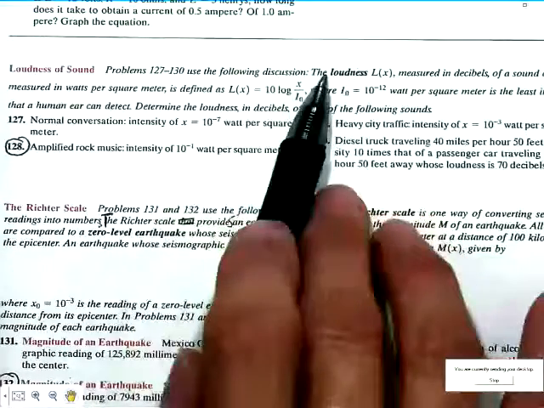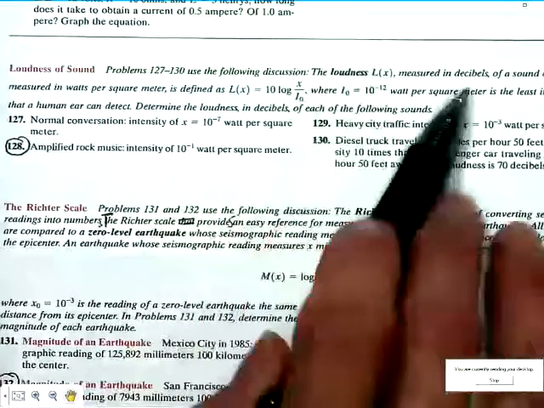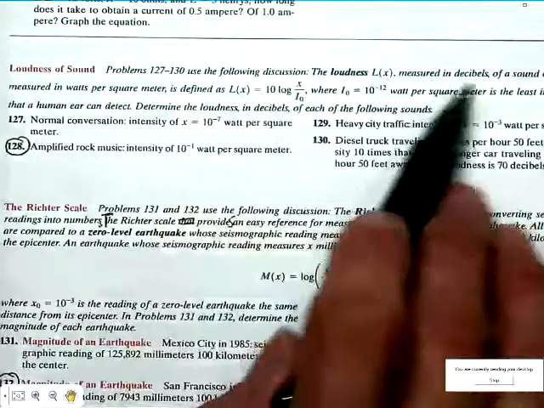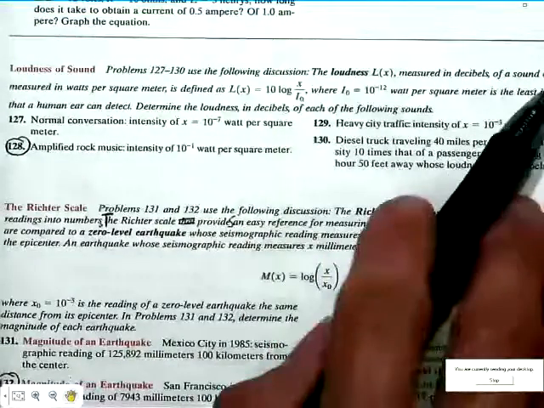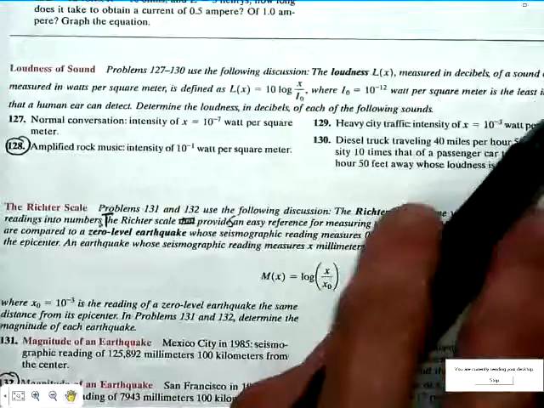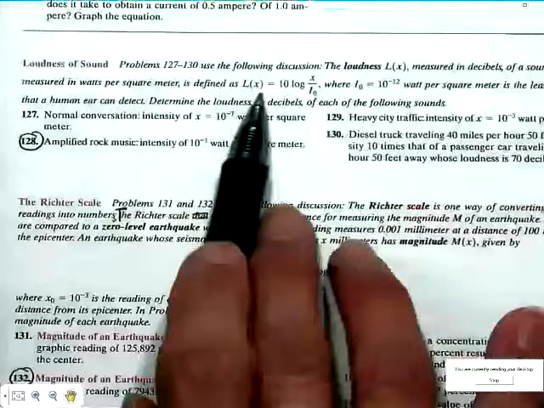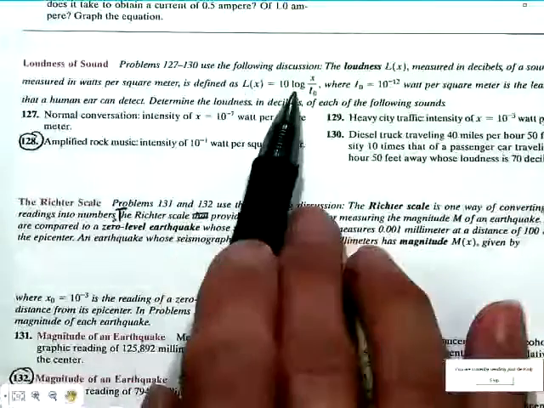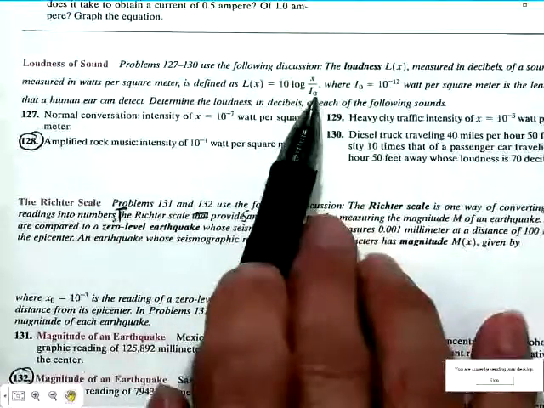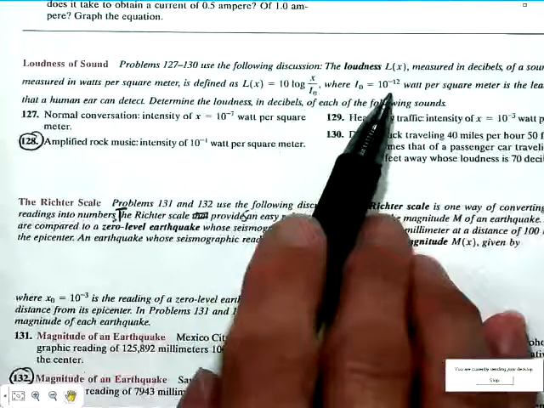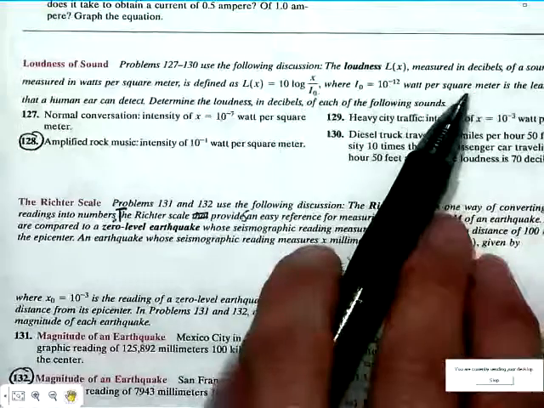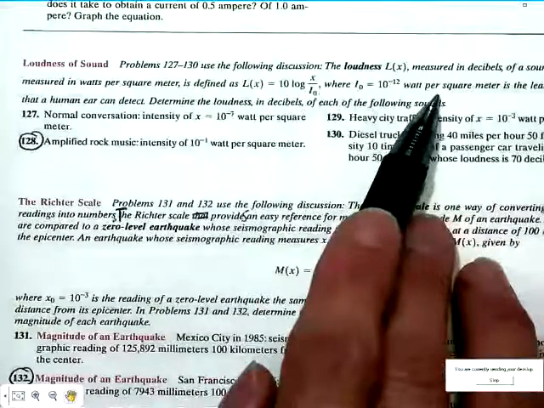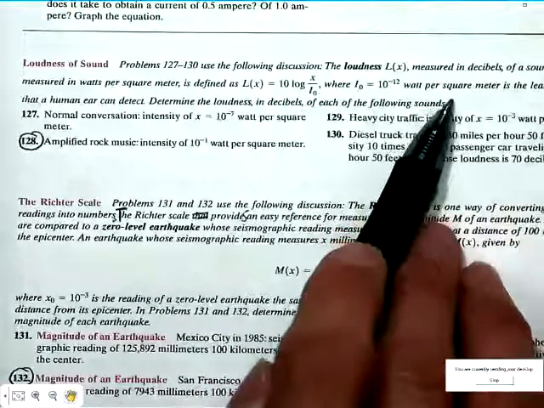The loudness of sound, L of X, is measured in decibels. The loudness measured in decibels of a sound of intensity X, measured in watts per square meter, is defined as L of X equals 10 times the log of X over I sub 0, where I sub 0 is 10 to the negative 12 watts per square meter, the least intense sound that a human ear can detect. All right, I'm going to have to think about that one a minute.